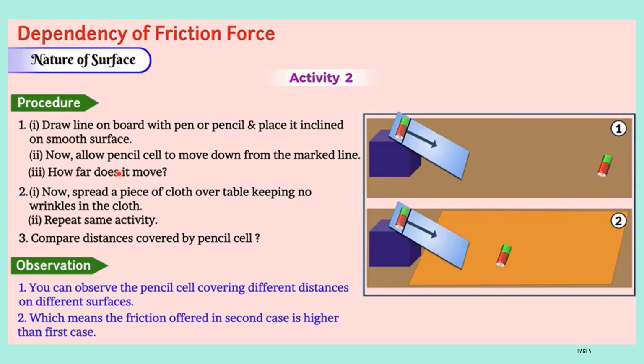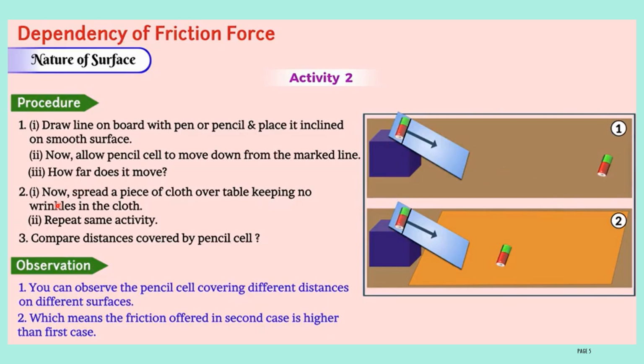Now allow the pencil cell to move down from the marked line. How far does it move? You have to record how far the pencil cell moves in the first case. Consider this as the first case.